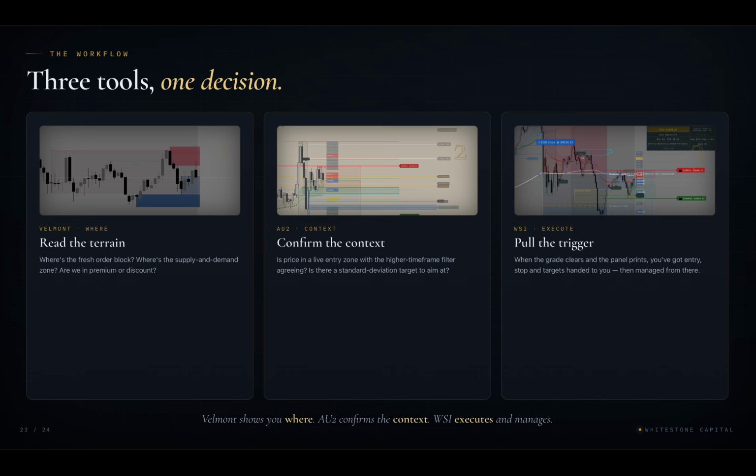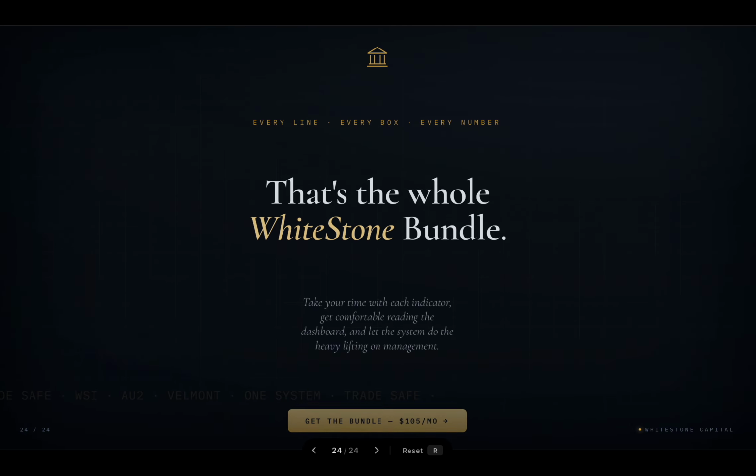Velmont shows you where, AU2 confirms the context, WSI executes. That's the entire Whitestone Capital Bundle. Every line, every box, every number explained. Take your time with each indicator, get comfortable reading the dashboard, and let the system do the heavy lifting on management.